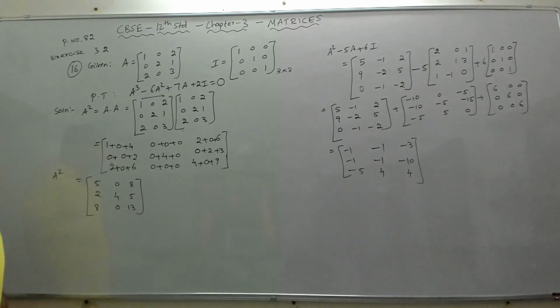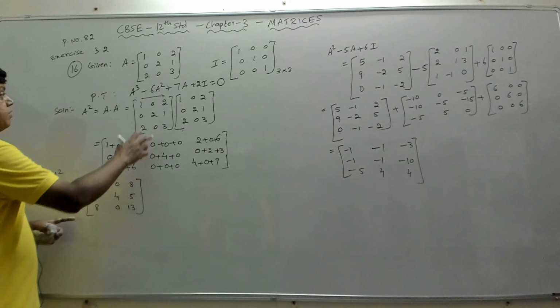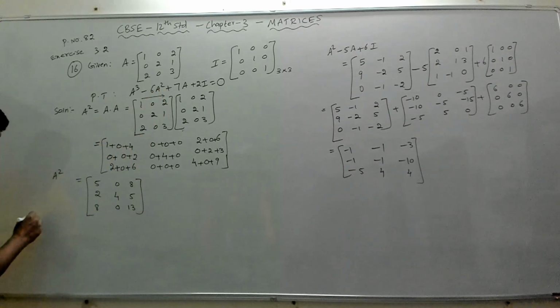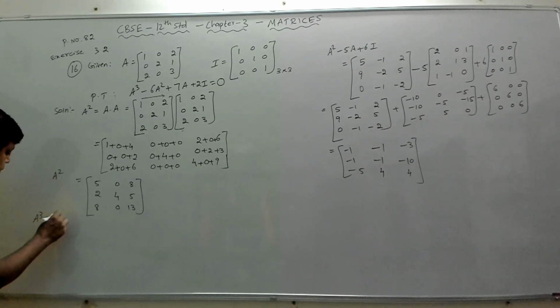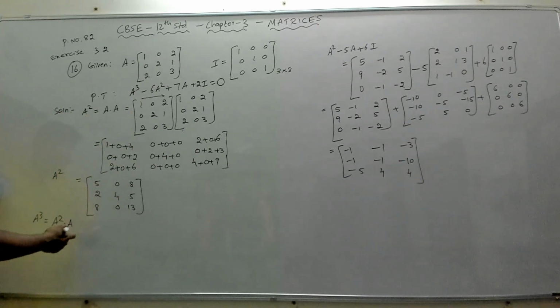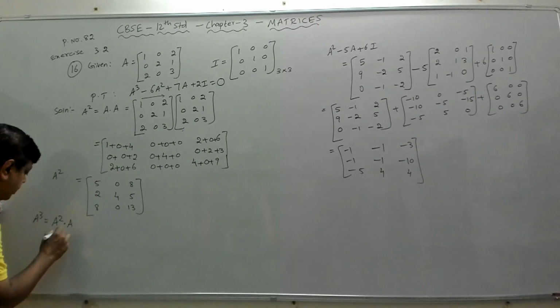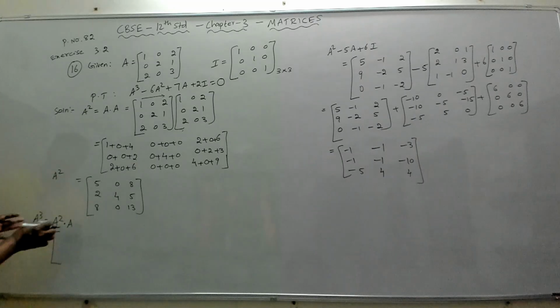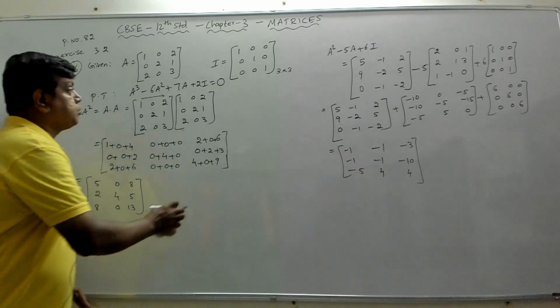This is your A square. Now we need to find A cube. This is our A square which we can substitute here. So what is A cube? A cube is equal to A square into A. And multiply this with A. Or A into A square, doesn't matter. So our A square is what? This matrix. I'll probably write it here. We may not have space down to write it.